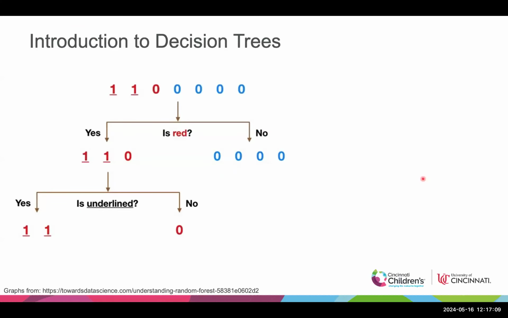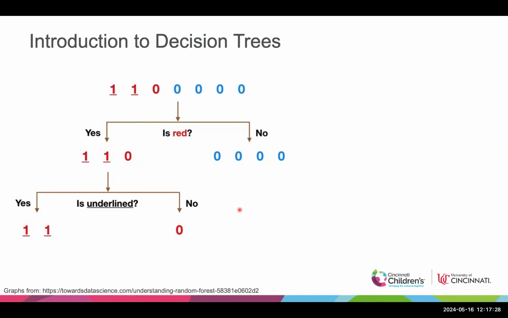As I said, a very non-technical, non-mathematical introduction to decision trees. Probably everybody has seen a decision tree before. You have a set of input variables or inputs. And that is, for example, is it red? Yes, go to the left side. Is it not red? Go to the right side. Is it underlined? Yes, go to the left side. No, go to the right side.